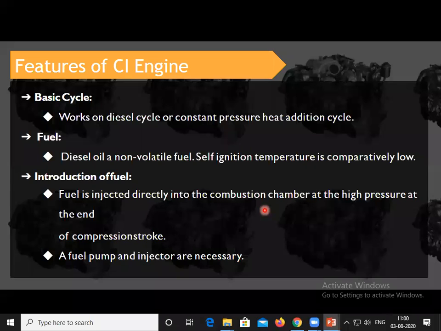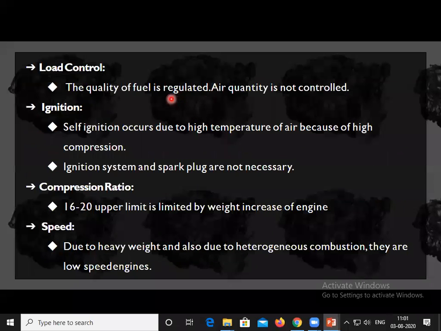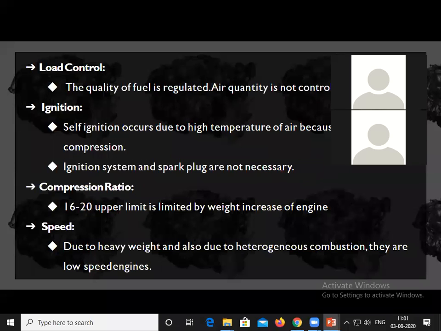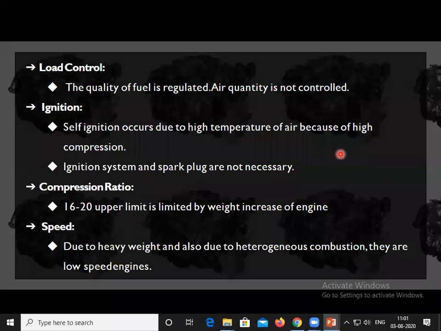In case of SI engine, we used a spark plug, but in case of CI engine, we need a fuel pump and injector. And the quantity of fuel regulates the control. That means load control depends upon the quantity of fuel. Previously, we had a throttle valve in SI engines. In CI engines, the quantity of fuel regulates the speed of the engine. And how does ignition happen? Because of self-ignition temperature. The fuel which we use has to ignite on its own because it should reach its self-ignition temperature. For that, we need to improve the compression ratio. To reach its self-ignition temperature, we need to maintain compression ratios from 16 to 20.